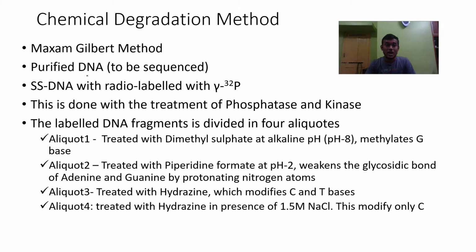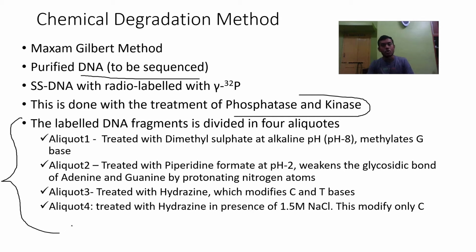In this case, a purified DNA will be sequenced, and a single stranded DNA radio labeled with gamma 32 phosphate will be used for sequencing, which is done with treatment of phosphatase and kinase. I'll explain the entire method of chemical degradation, which is the first method in this video for DNA sequencing. This is the overall protocol for the chemical degradation method.